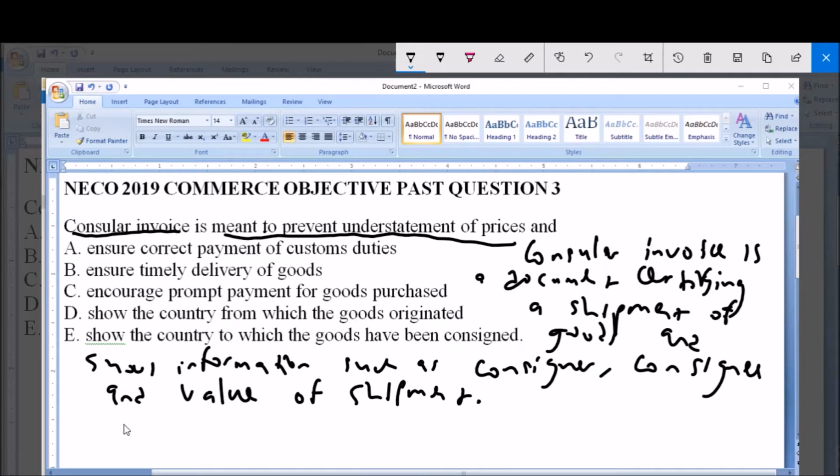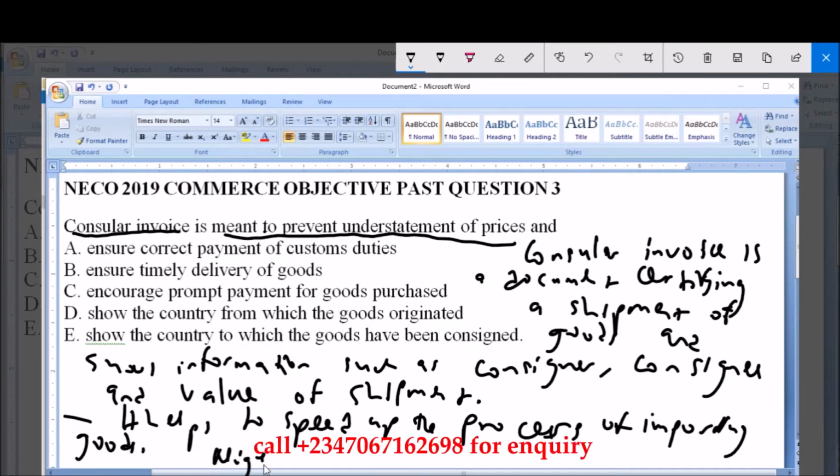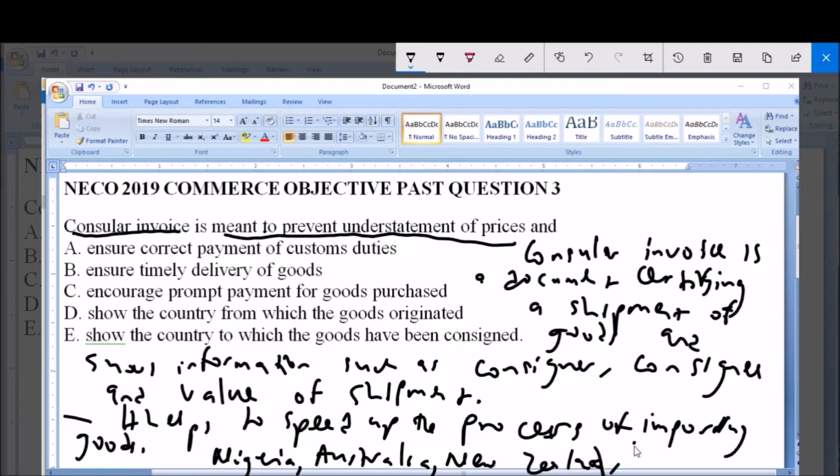Now, also among the importance of the consular invoice, one of its importance is that it helps to speed up the process of importing goods. And countries which make use of a consular invoice include Nigeria, Australia, New Zealand, Iraq, etc. So it helps to speed up the process of importing.